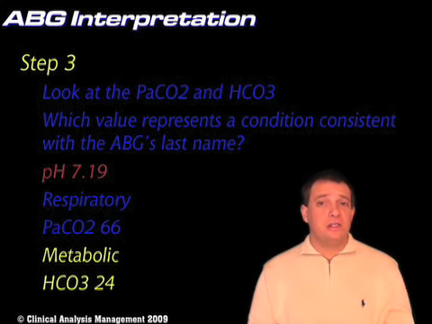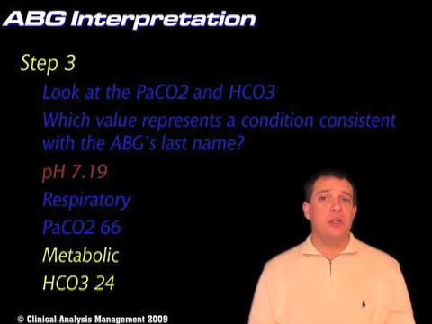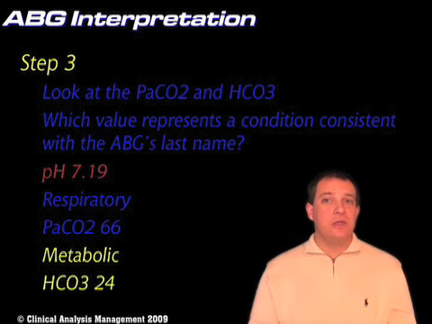And we're going to ask ourselves which one matches the last name of the pH. In other words, which one is acidotic or which one is alkalotic. And whichever one matches, that's going to be the middle name. So let's take this and put this into practice. Let's look at this ABG here. You've got 7.19 for a pH, you've got a CO2 of 66, and you've got a bicarb of 24.